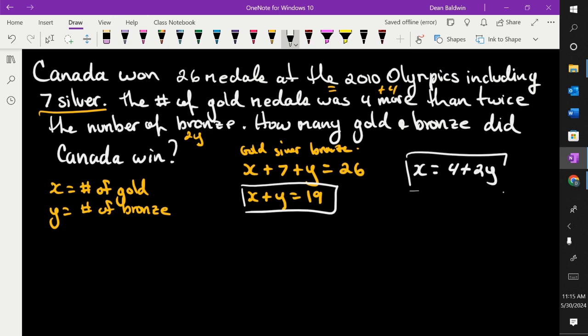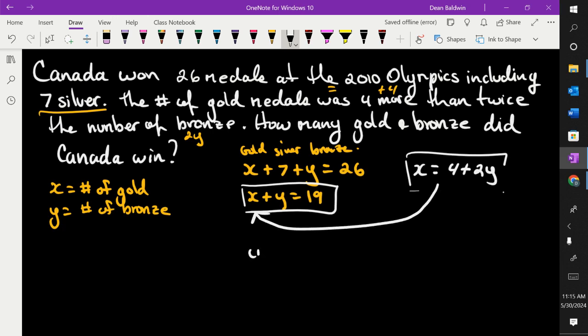But the way this is written is kind of yelling at you to use substitution because it's already X equals, right? So if I say X is equal to this, I can just put that in for X. Because your whole goal is to make one equation with just one variable. So I'm going to use substitution on this one. So this goes right there.